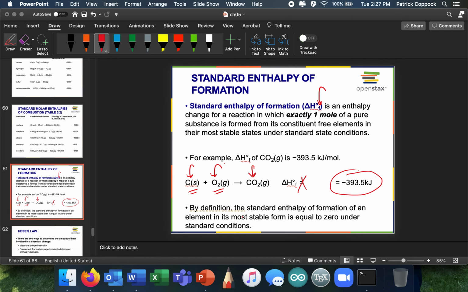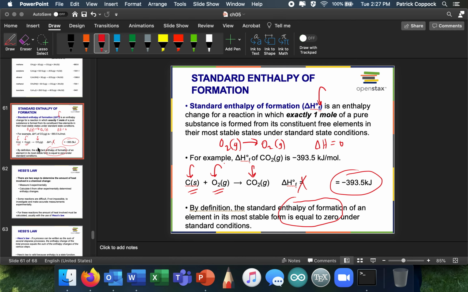By definition, the standard enthalpy of formation of an element in its most stable form is equal to 0 under standard conditions. If we're talking about the standard heat of formation of oxygen, its components are only oxygen, so obviously the standard enthalpy of formation is going to be 0, because you're just going from oxygen to oxygen. So by definition, the standard enthalpy of formation of an element in its most stable form is equal to 0 under standard conditions.